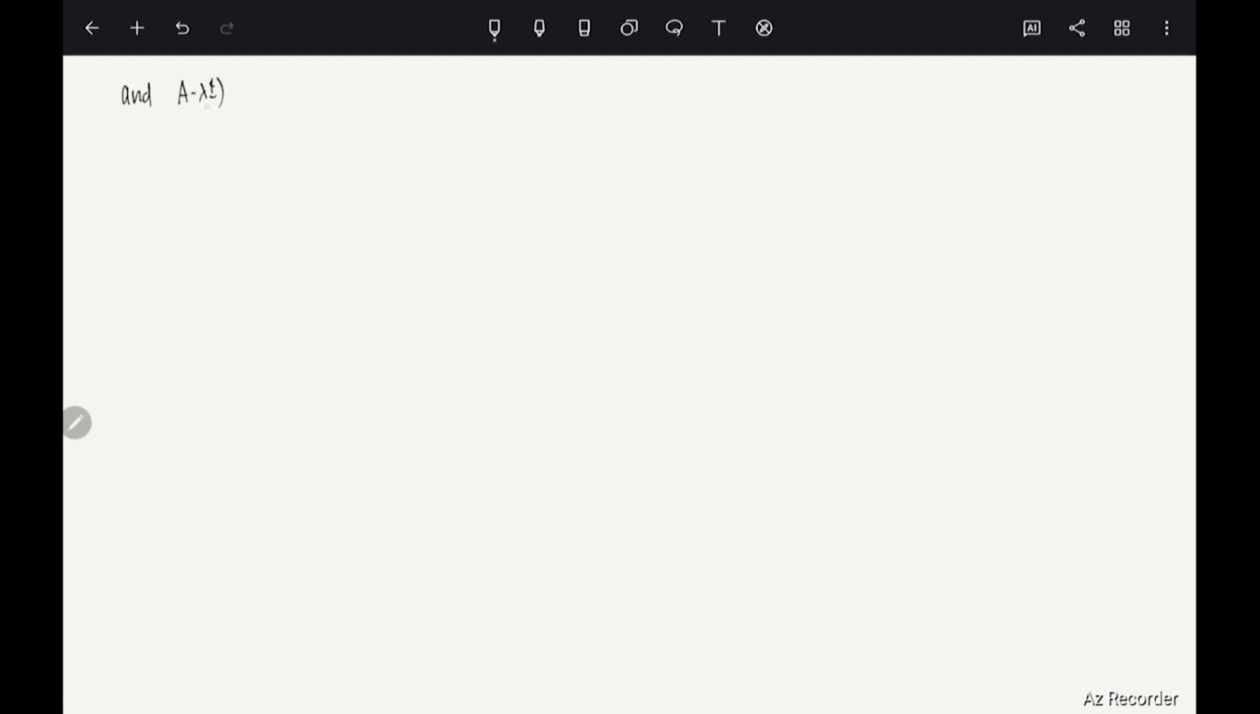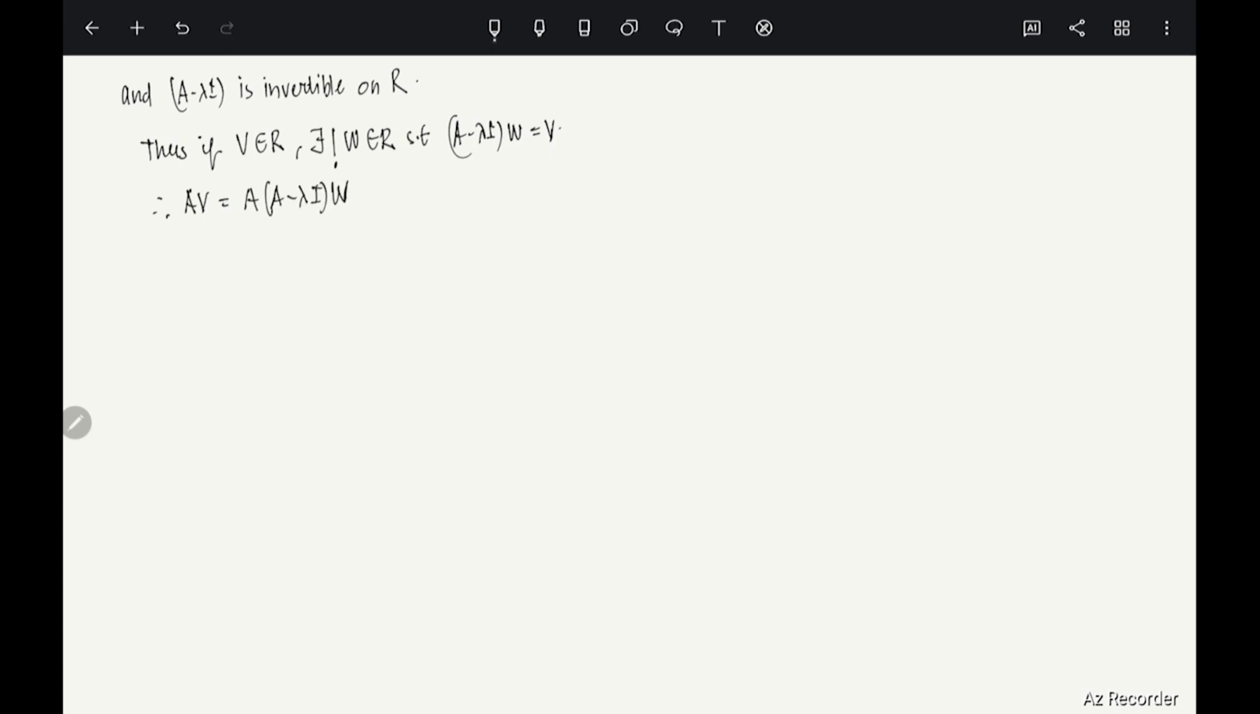Okay, and A minus lambda I is invertible on R, right? On that range, it is invertible. Okay, it has to be, right? So, thus, if you have a vector V which is in the range, there is a unique W in the range such that A minus lambda I times W equals V. Clear? So, therefore, what is AV? AV can be written as A times A minus lambda I times W. Clear? V is A minus lambda I times W, so I am just replacing it. Now, this is nothing but A squared minus lambda A times W. Okay, that is nothing but A minus lambda I times AW. So, I wrote it like this.